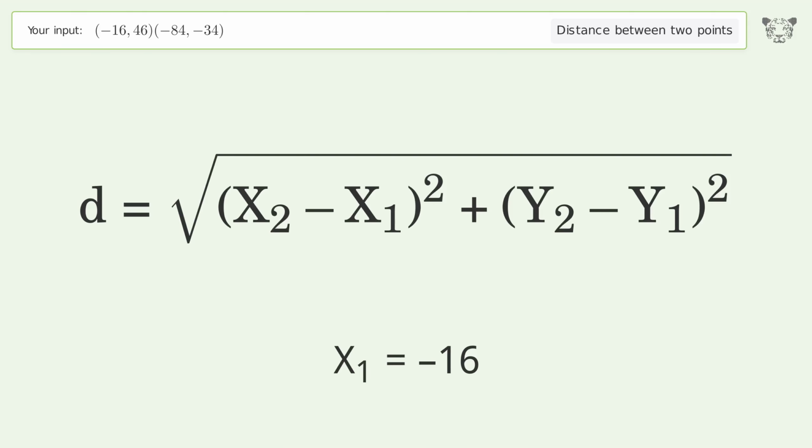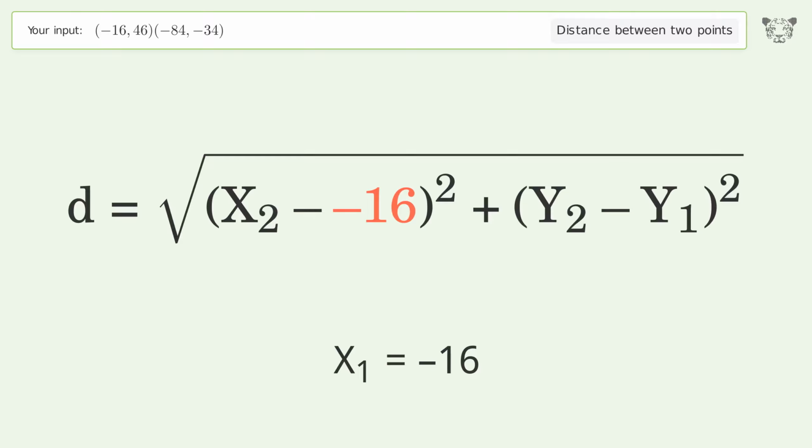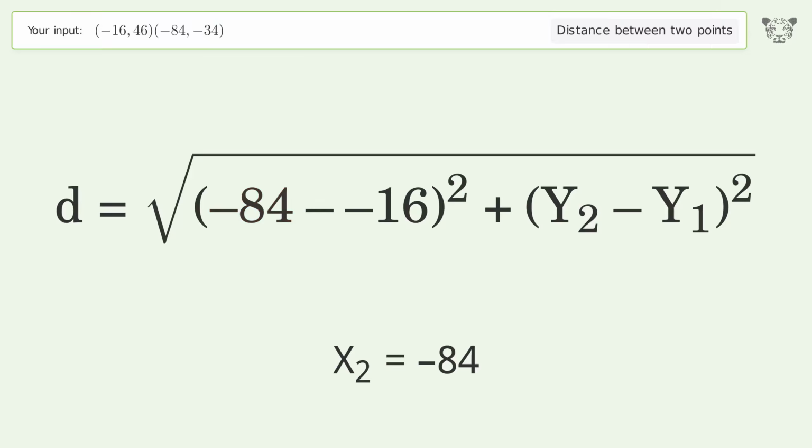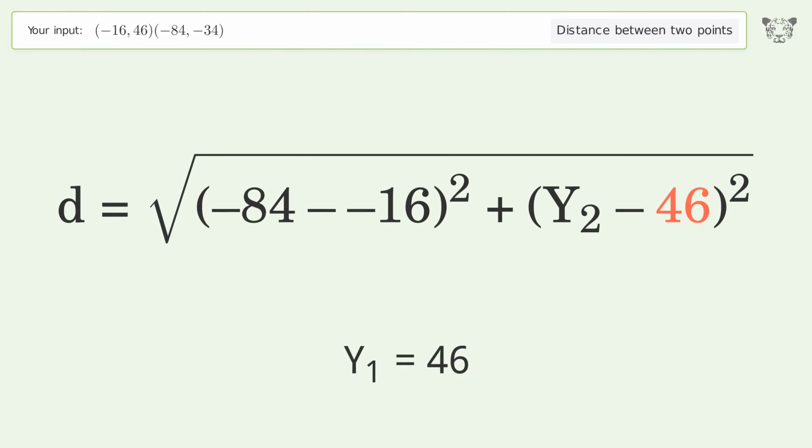x1 equals -16. x2 equals -84. y1 equals 46. y2 equals -34.